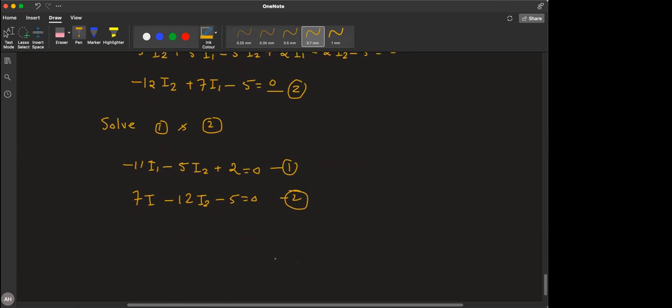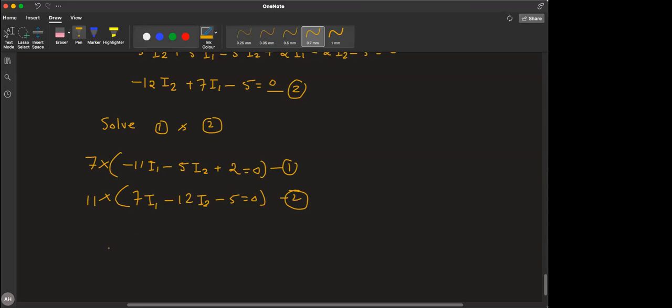Yashika, how to solve these equations? 7I1. Easiest method to solve this equation. Subtract. No. Multiply the first one by 7 and the second one by 11. Yeah, this will be the easiest one. Elimination. If you subtract them, then nothing is getting cancelled out here.